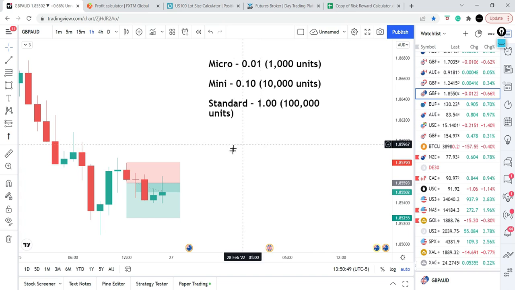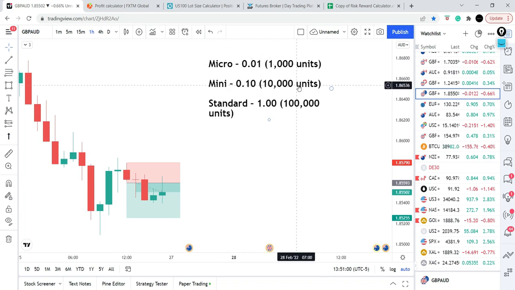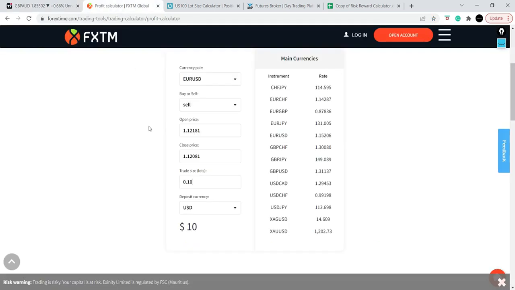So let's go to Forex real quick. You have the micro lot, the mini lot, and the standard lot. The micro lot is pretty much 1,000 units. Mini lot, 10,000 units, or 0.10. Standard lot is 1.00 or 100,000 units. So we're going to go to the calculator. I'm going to give you guys this link right here. This is the calculator you can use when you're about to take a trade.